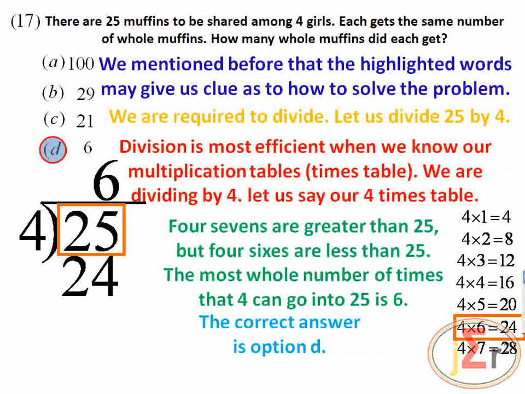So 4 6s are 24. If we subtract 24 from 25, the result will be remainder 1. Therefore, 4 into 25 will be 6 times, or the number of whole times that 4 can go into 25 is 6. And there's a remainder of 1.